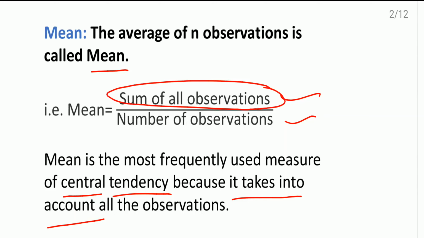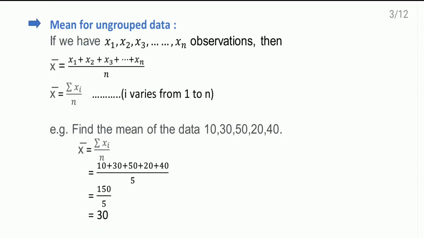Okay, here, mean for ungrouped data. There are two types of data. One is ungrouped data, another is grouped data. So whenever ungrouped data is there and the data is small, that time we will use the following formula.